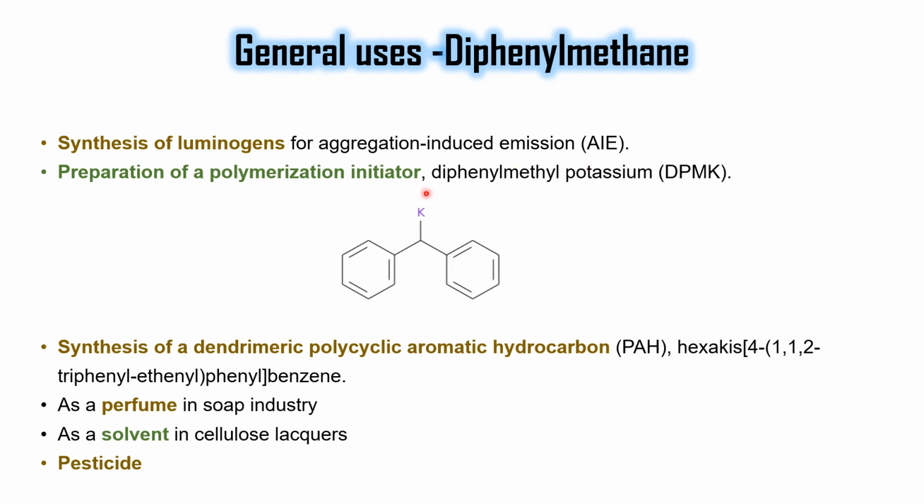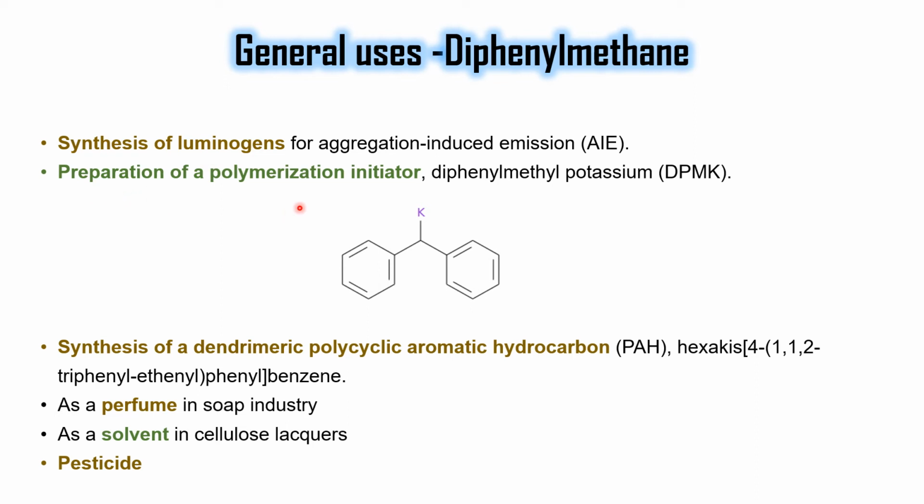So diphenylmethane consists of two benzene rings, so there are a lot of pi electrons and conjugation. So if you prepare a higher derivative of it which can act as a luminogen, it will help to produce light.